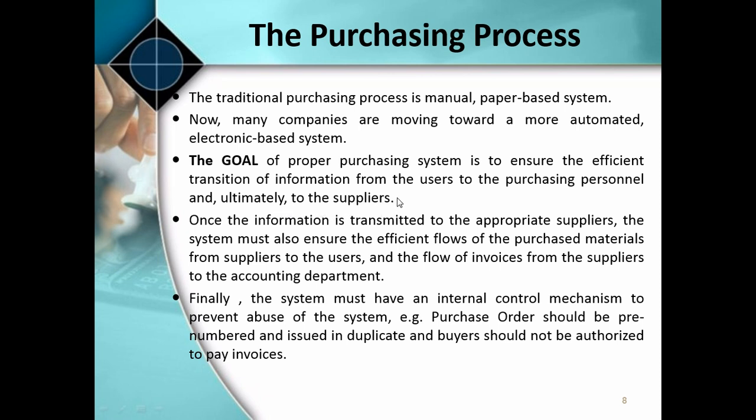Proses dia adalah untuk make sure tak kisahlah siapa-siapa je yang request for purchasing, untuk memudahkan purchasing system sendiri dan kepada supplier juga. Once the information is transmitted to the appropriate supplier, the system must also ensure the efficient flow of the purchased material from supplier to the user and the flow of the invoice from the supplier to the accounting department.